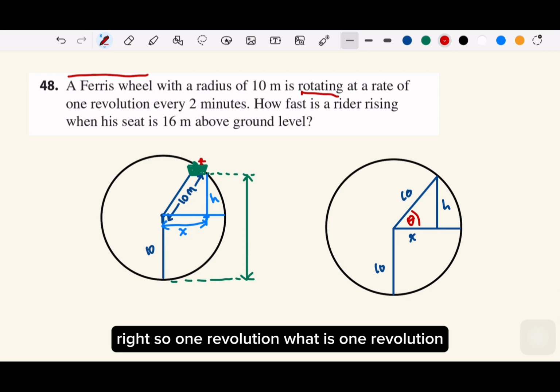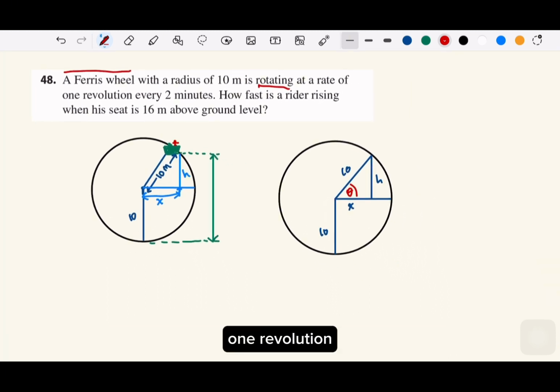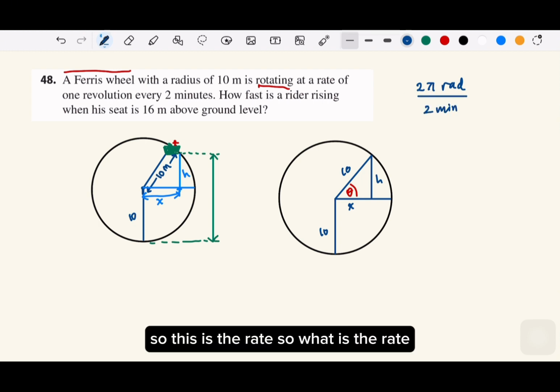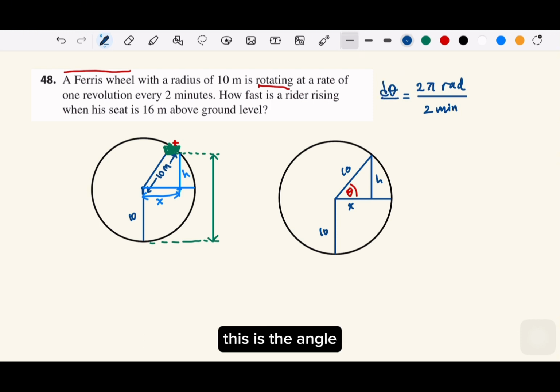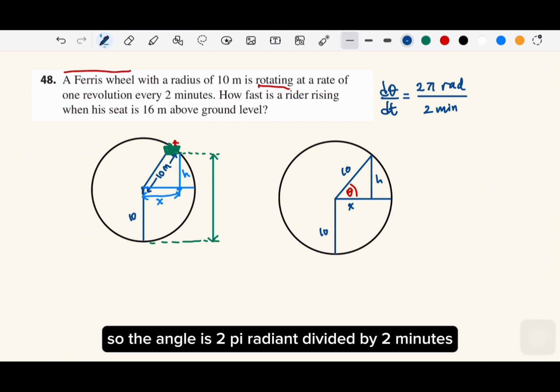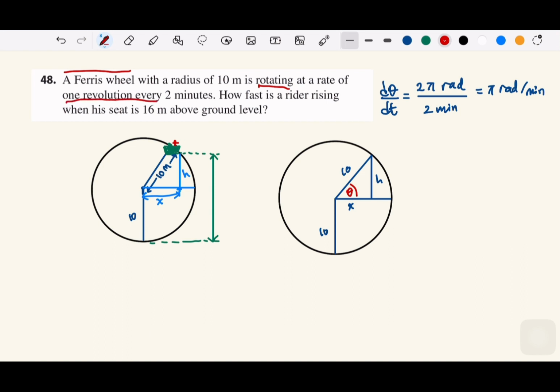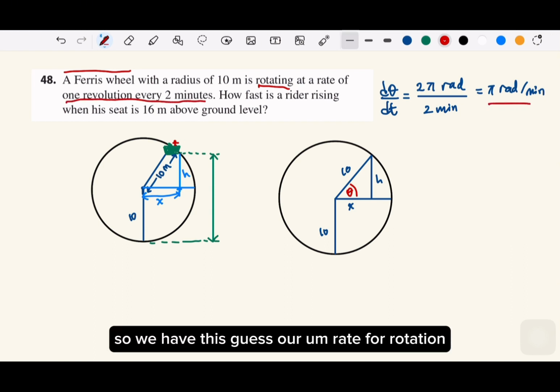So 1 revolution, what is 1 revolution? 1 revolution is 2 pi radians for every 2 minutes. So this is the rate. This is the angle. So the angle rate is 2 pi radians divided by 2 minutes, so it becomes pi radians per minute. That's what one revolution every 2 minutes means. So we have this as our rate for the rotation.